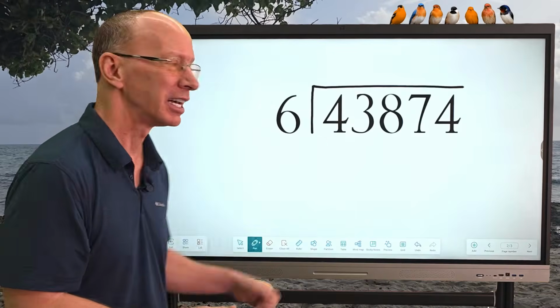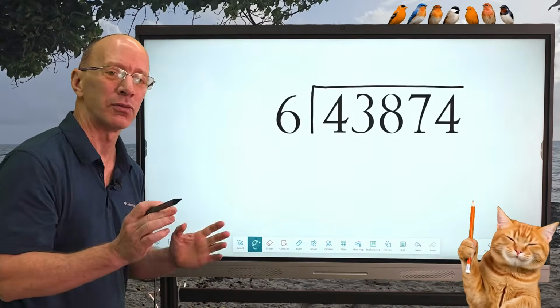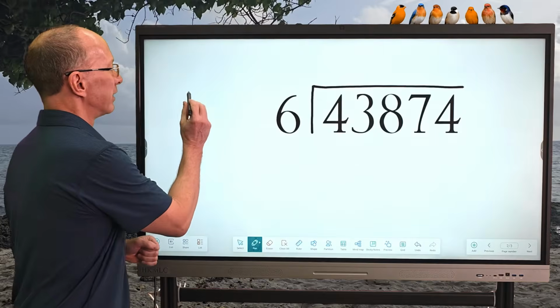43,874 divided by 6. All right, the first thing I want to do is put down some multiplication problems with 6. If you don't know your multiplication of 6s, then this might help you out.